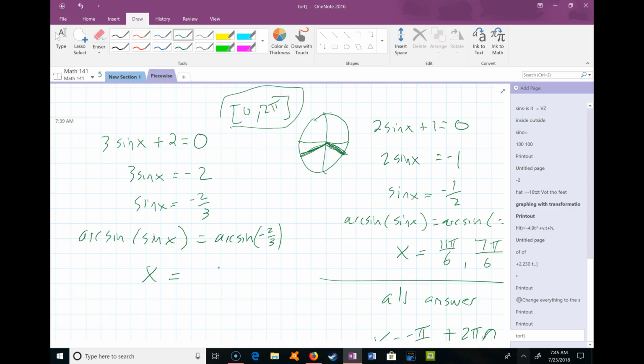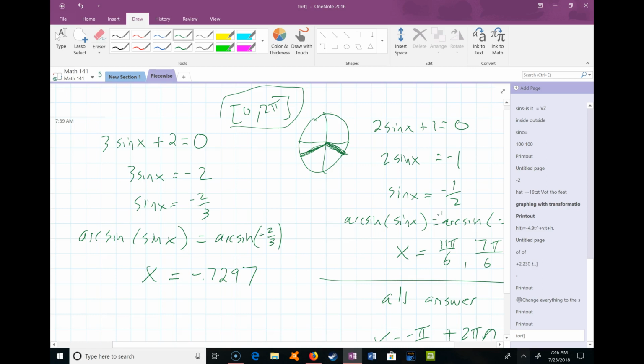So I grab my calculator and I take arc sine of, let's make sure we're in radian mode first. I wasn't. Phew, that was a close one. Okay, so arc sine of negative 2 divided by 3, and I get x is equal to negative 0.7297. Okay, that's like the negative pi over 6 that I would have got over here on this one. So that's the answer the calculator gives me.